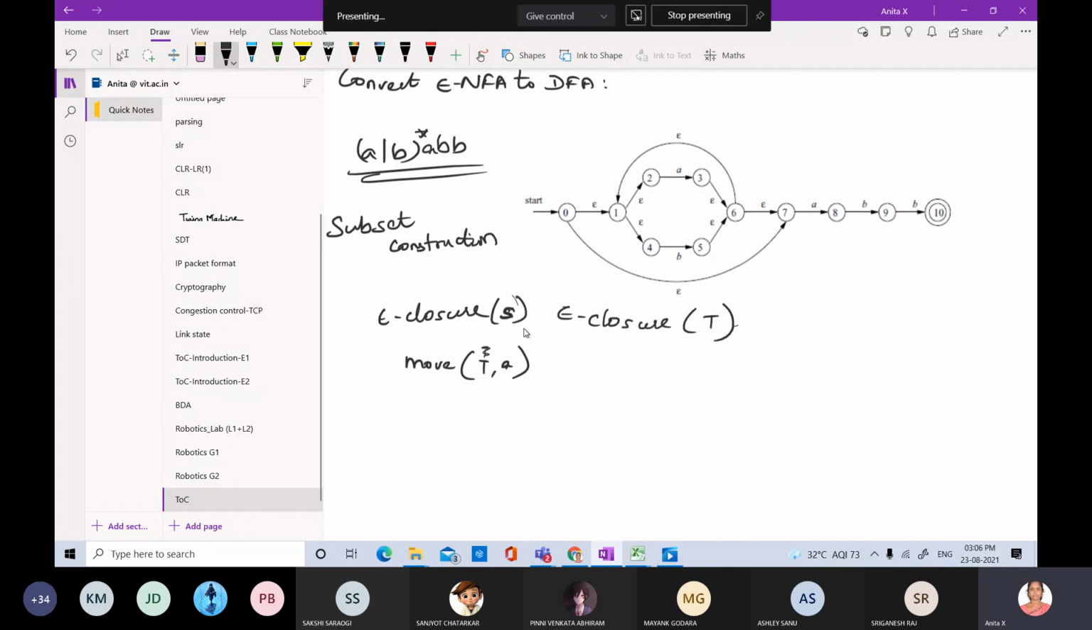Yes, good. In the subset construction algorithm, first we proceed with finding the epsilon closure of the start state. In this NFA, which is the start state and which is the final state? 0 and 10. Yes. Do you all agree with this? Only one voice I could hear. What about others now?